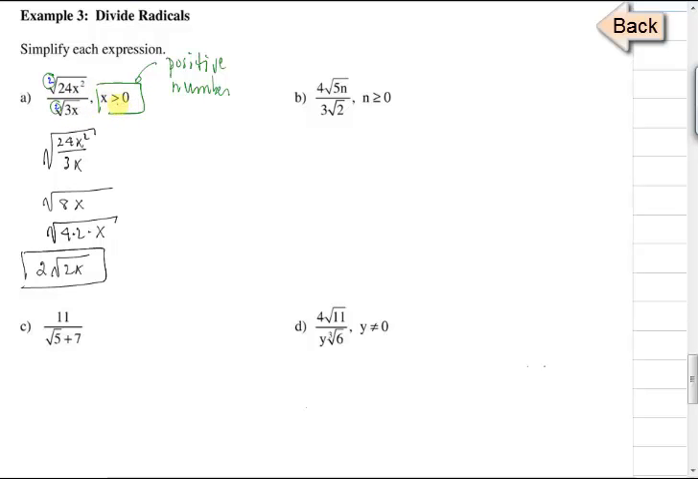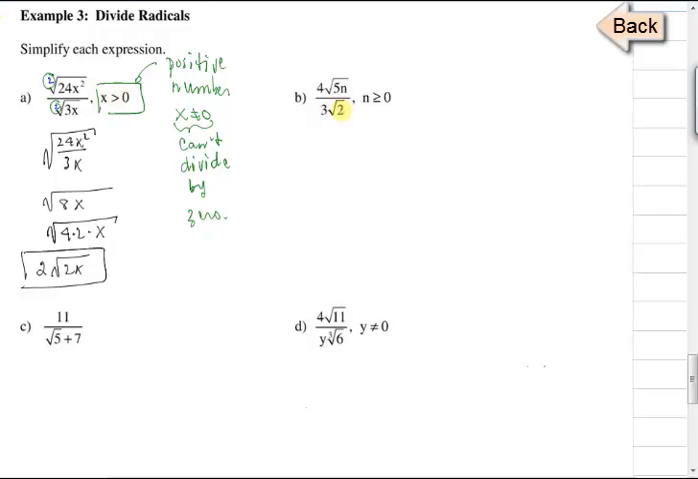Now, notice it doesn't read x is greater than or equal to 0, all right? It doesn't read equal to 0, because x cannot equal 0. And why can x not equal 0? Because it's in the denominator, and we cannot divide by 0. Okay, so that's why we just write x is greater than 0 and not x is greater than or equal to 0.